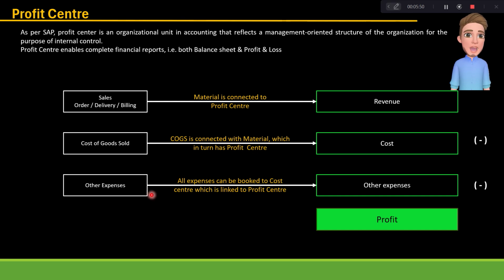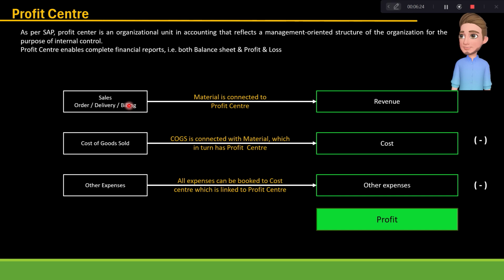Now let us say other expenses, any FI expenses: stationery, staff welfare, canteen expenses, and any other expenses you are booking. Even those can be apportioned to different cost centers, and these cost centers are in turn linked to profit centers. So we get other expenses. From revenue, if you take out cost and other expenses, you get profit. And using the feature called document splitting, you can ensure that the profit center is mapped in every line item of the balance sheet, so you can get a balance sheet also.